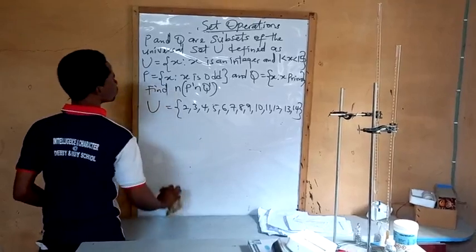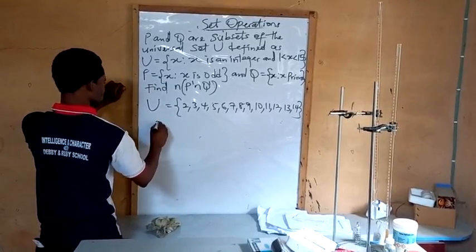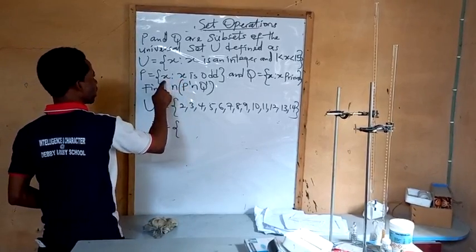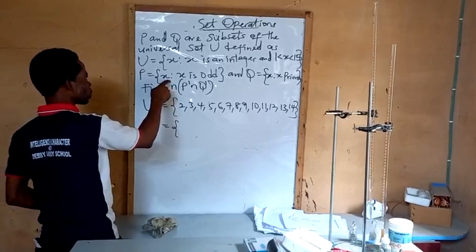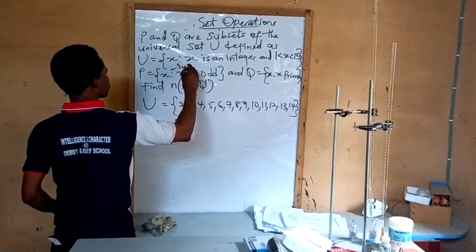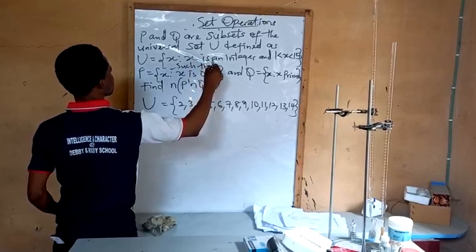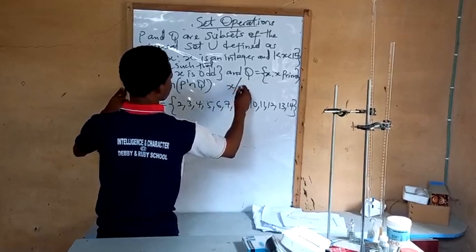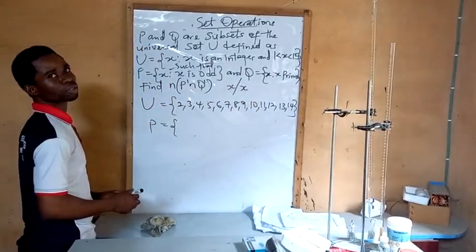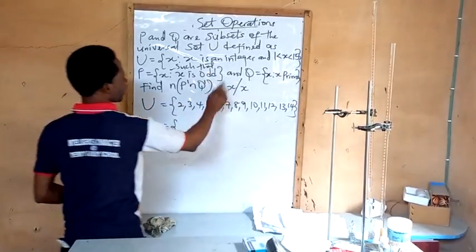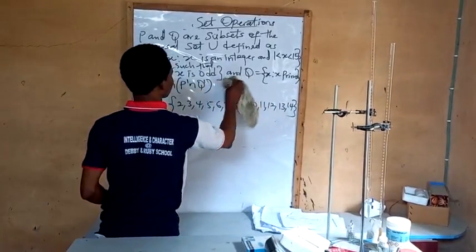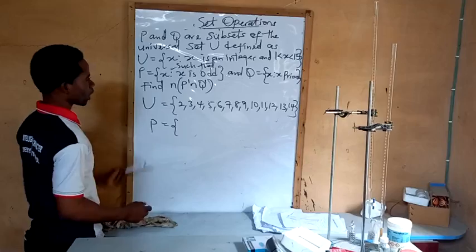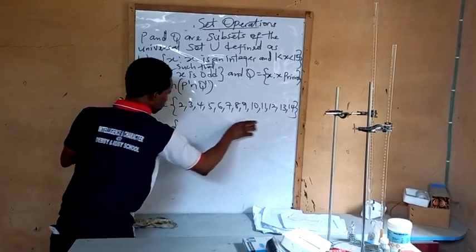That's our universal. They say P is x such that x is odd. The line means "such that", or they can write it like this at times. It still means the same thing. So P is odd, which means they are telling us to pick the odd numbers.